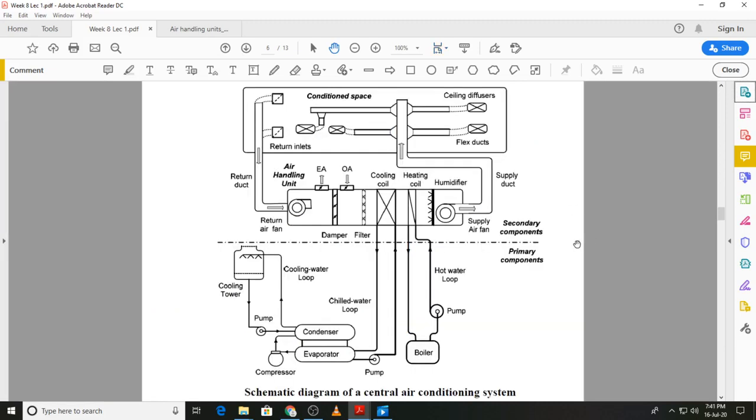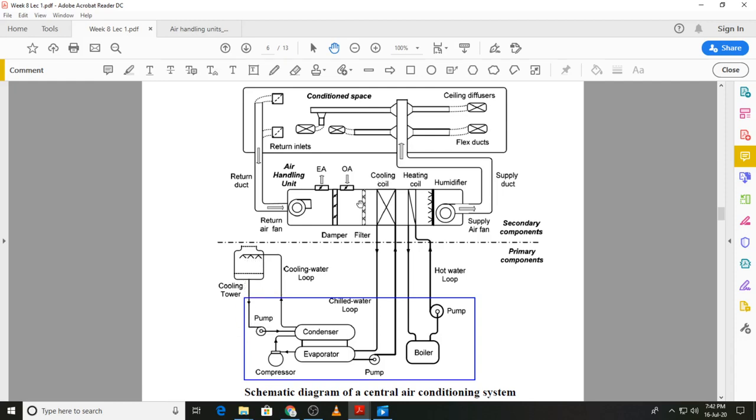This is the schematic diagram of a central air conditioning system, which is an all air system, and we have the central plant. So you will have the central plant which will house the chiller, that is the entire refrigeration unit. You will have the boilers, you will have the pumps, and if you have a water cooled condenser, you can see the circuit for the cooling water that goes to the cooling tower is also shown over here.